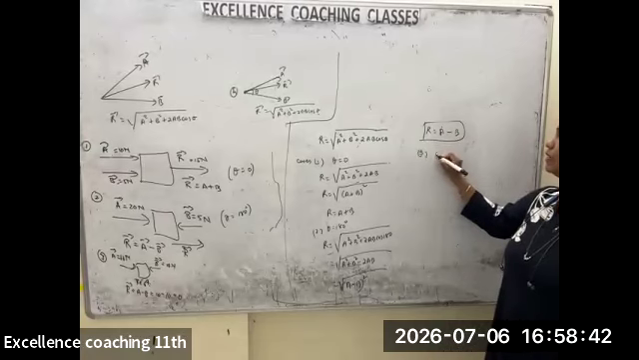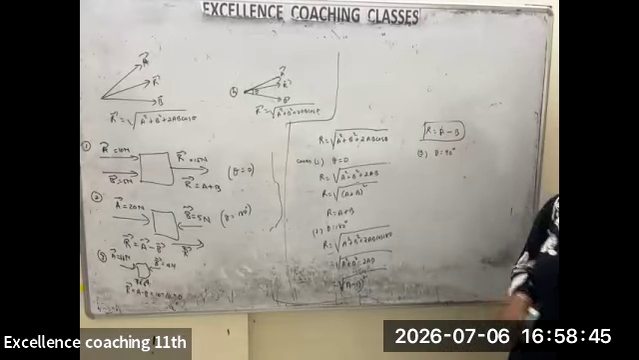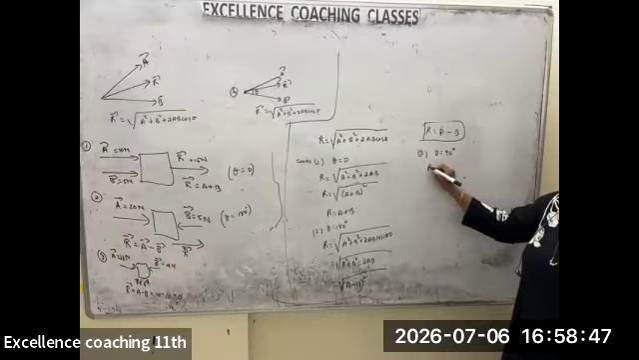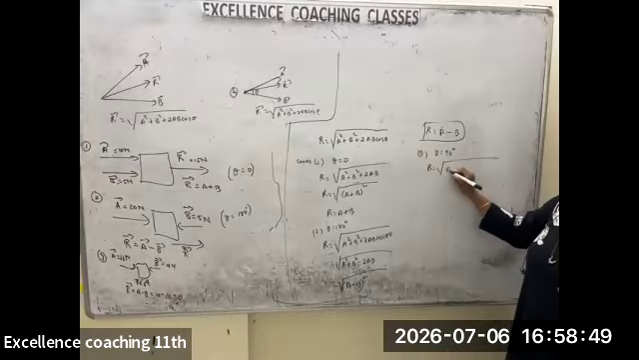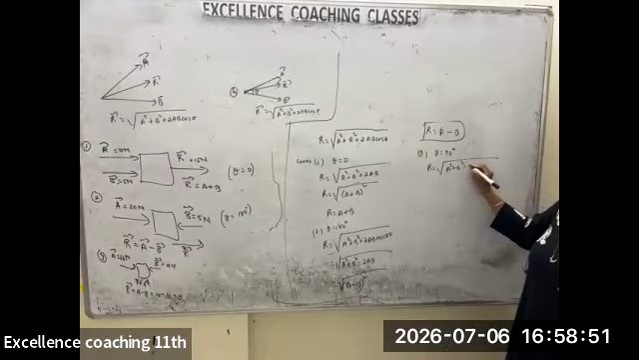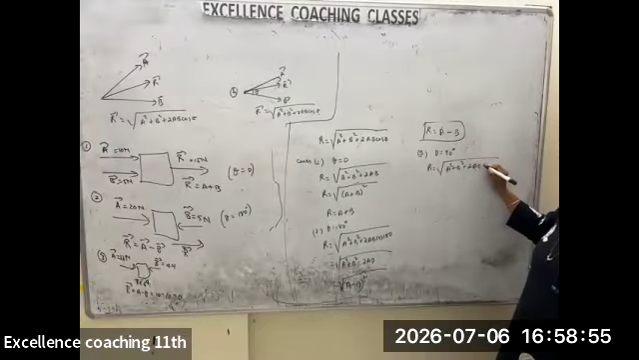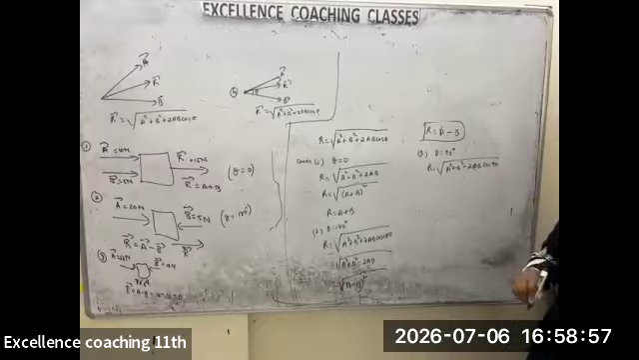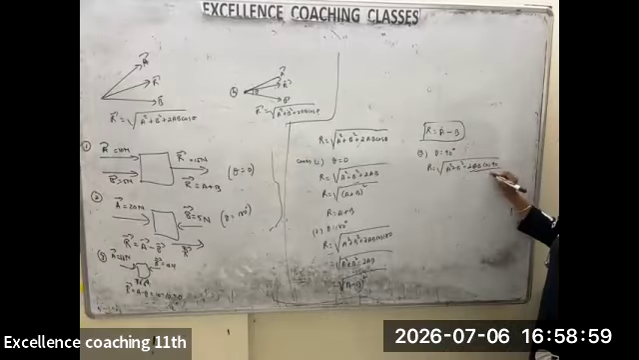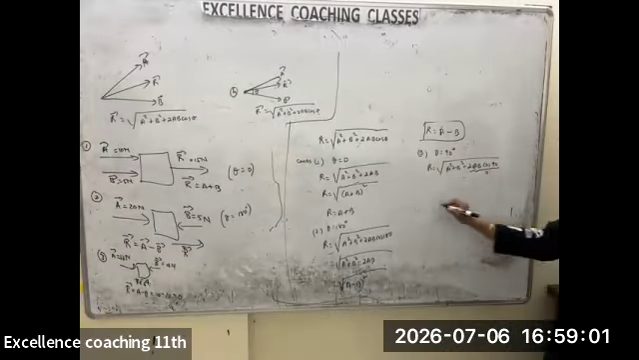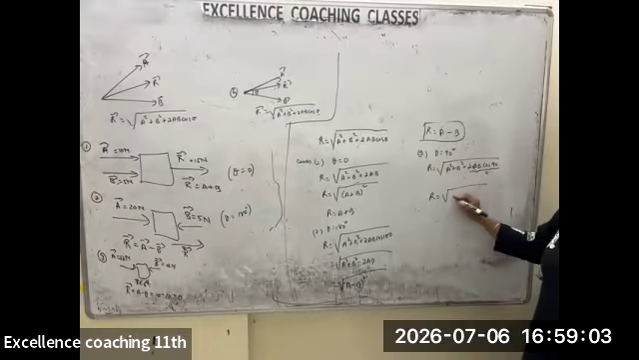Case 3. When theta is equal to 90 degree. What will it be? Root of a square plus b square plus 2ab cos 90. How much is cos 90? 0. So this whole term becomes 0. So what is left? R is equal to root of a square plus b square.